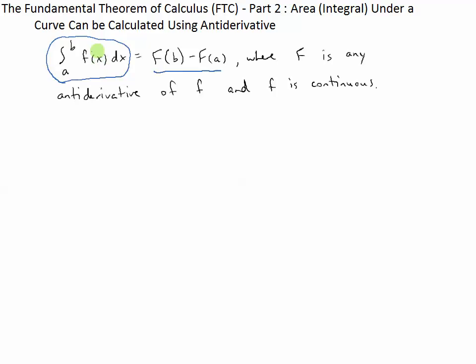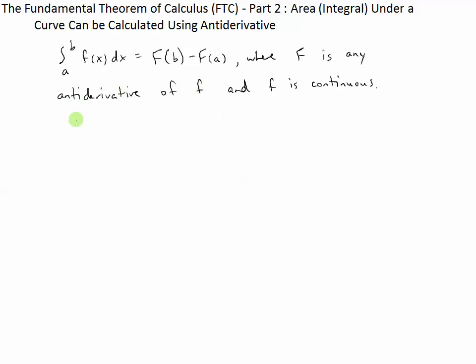However, now we can relate this area, this definite integral, to the antiderivative, which is a much easier calculation as long as we understand the derivative relationship for the given function. So this is rather profound, that we can now simplify this area calculation down to just an antiderivative, and that's fantastic. So big F is any antiderivative of the original function little f, and the original function little f is continuous.